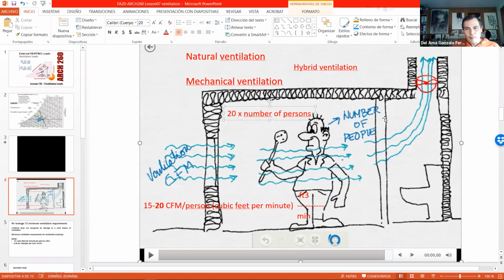So this is 20 times the number of people that we see from our client. Or you can decide, if you are designing a single family house, how many people there are in the living room, in a bedroom, 2 maximum. Well, there might be more.